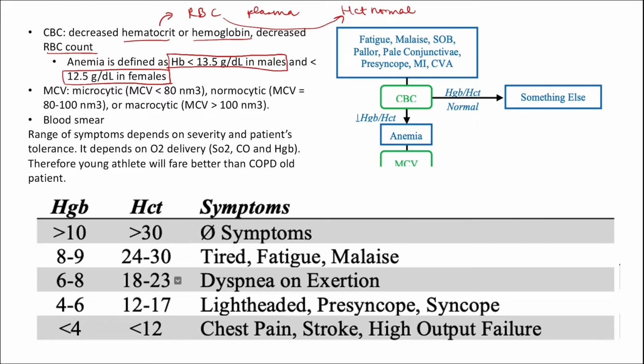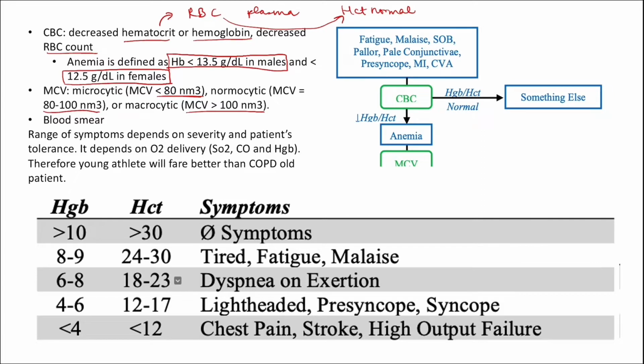Then we do the mean corpuscular volume, which is an absolute value for the volume, or the size, of the red blood cell. If it's microcytic, it's less than 80 cubic micrometers. Normocytic is 80 to 100 cubic micrometers, and macrocytic is greater than 100 cubic micrometers. And obviously, the normal size is 80 to 100.